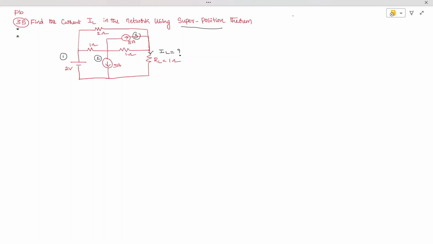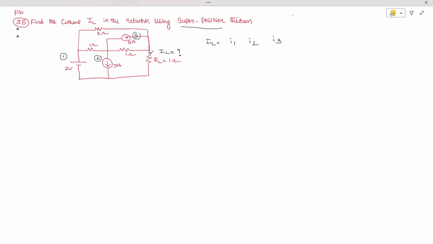So let us try to mark three different currents. I am marking these currents as total current IL equal to I1, I2, I3. I will mark the polarities based on the flow of currents. Now we need to find out this.